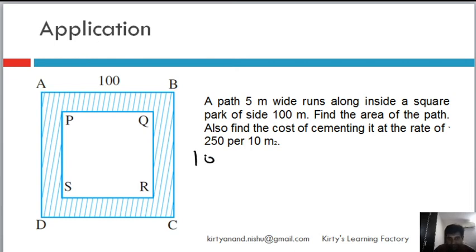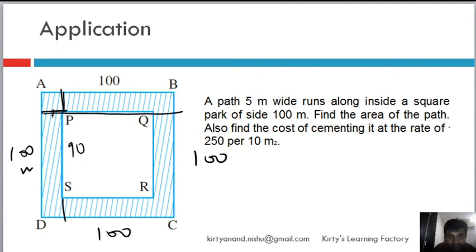Every side is 100 meter. The path is 5 meters, so this is 5 meter. This is also 5 meter. So what will be PS? PS will be 100 minus 5 and minus 5 from here. So this will be 90 meters. What will be PQ? This whole is 100 meter. This is 5 meter. This is 5 meter. So we have to remove 10 meters. This will also be 90.